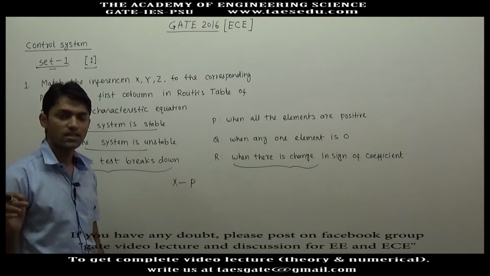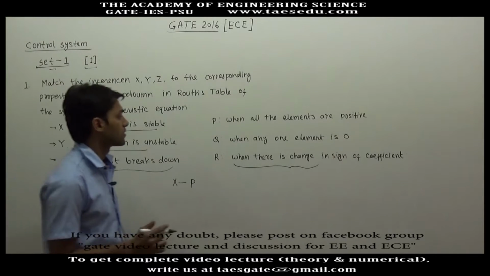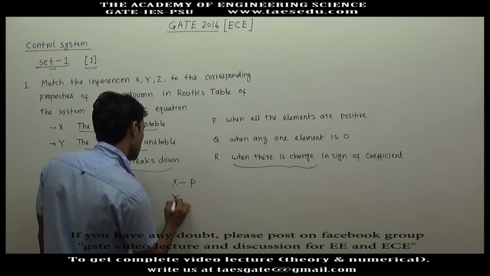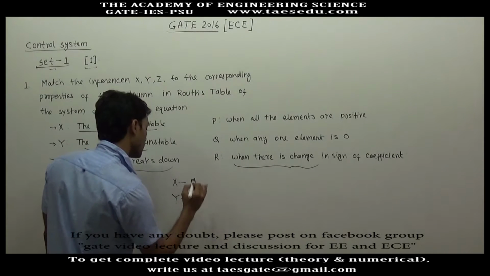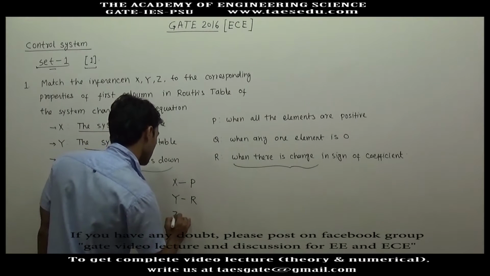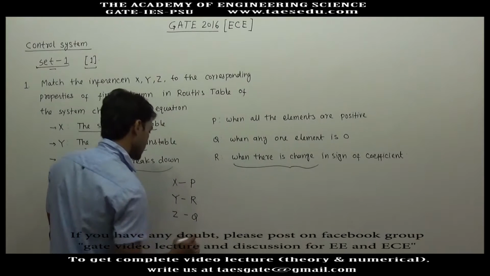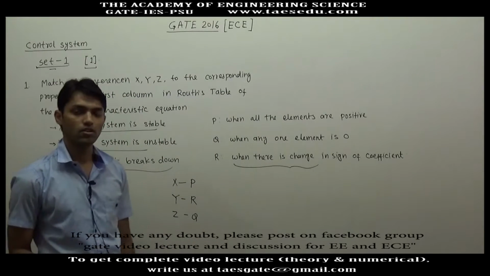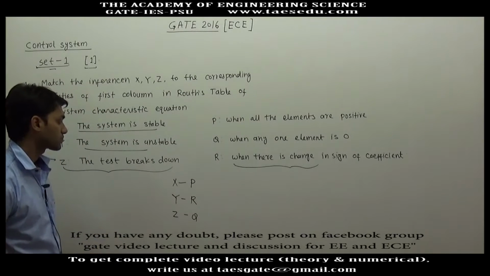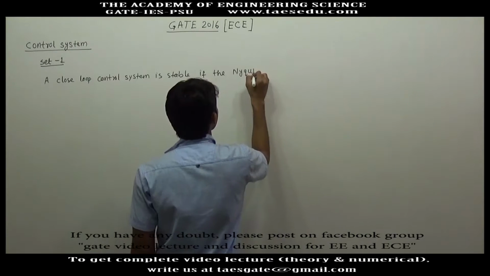If there is a change in sign in the first column, the system will be unstable. When there is a change in sign of coefficient, y will be matched to r, and the remaining statement is z, and here we have the remaining statement as q. If there is a 0 in the first column of the Routh-Hurwitz table, then the test will break. Okay, so this will be the answer.